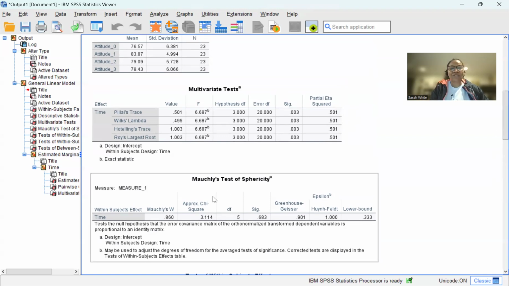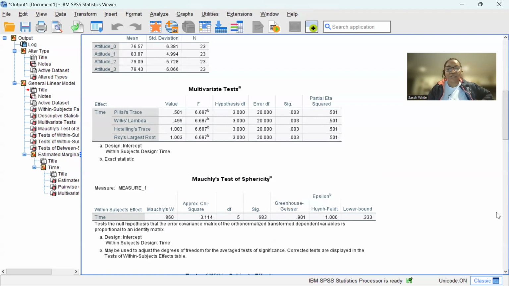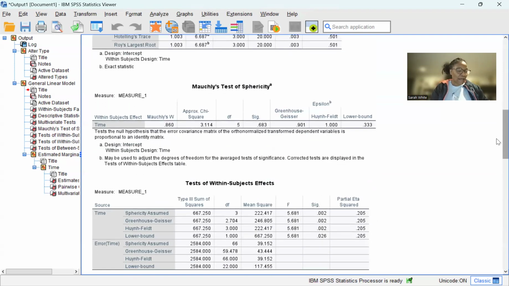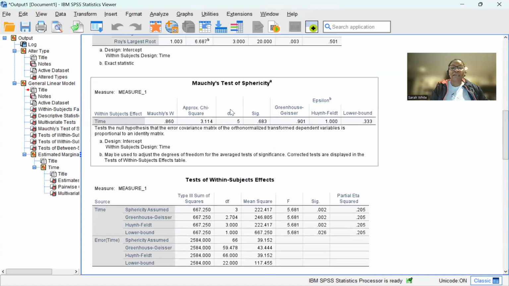Now, when we move down to Mauchly's test of sphericity to check our assumptions, we see our Mauchly's W is 0.860 with a chi-square of 3.114, degrees of freedom of 5, and significance of 0.683. And as we go down even further here, we know that because our p-value here is 0.683 and it's greater than 0.05, the assumption of sphericity is met.